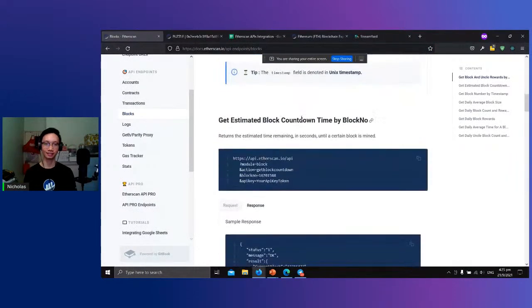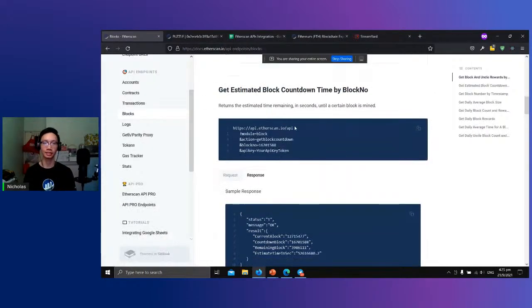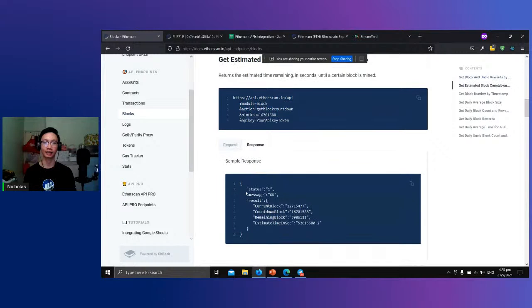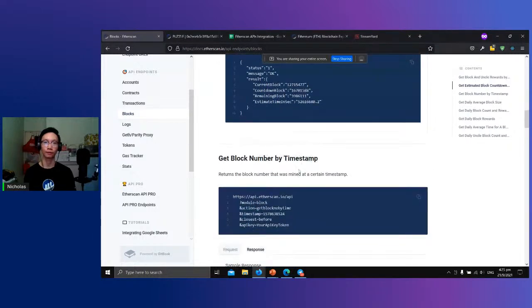Okay, next is the block countdown. Yes, so for very important events such as, let's say, the London upgrade, and all future upgrades, you can use this endpoint to know how many seconds are left until this block time.